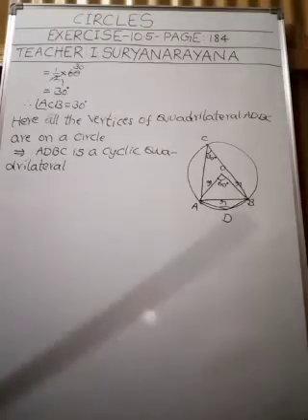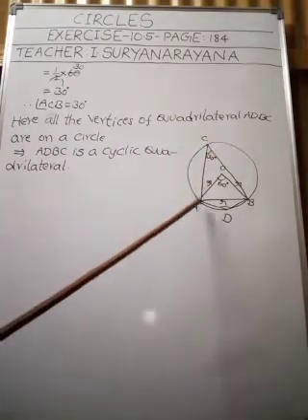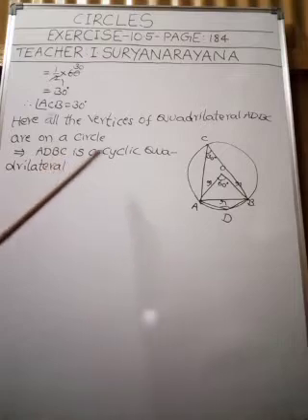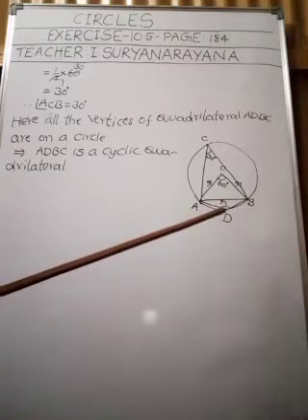Okay, my children, understood this point. Here, all the vertices of this quadrilateral ADBC lie on a circle. That is why this quadrilateral ADBC is said to be a cyclic quadrilateral. Immediately, we have to recollect, bring back that knowledge into your mind: the properties of a cyclic quadrilateral. What are the properties of a cyclic quadrilateral?